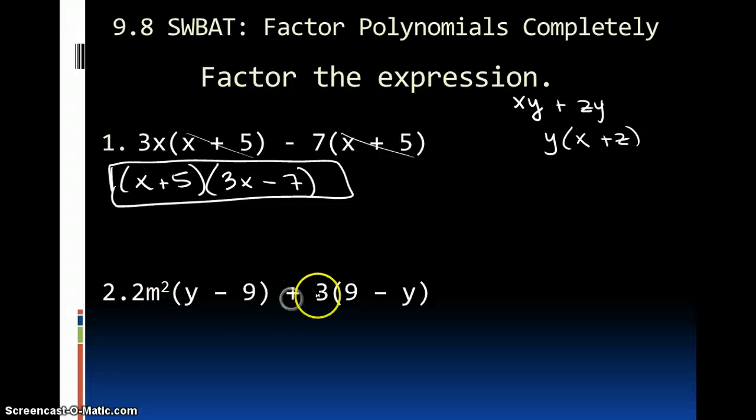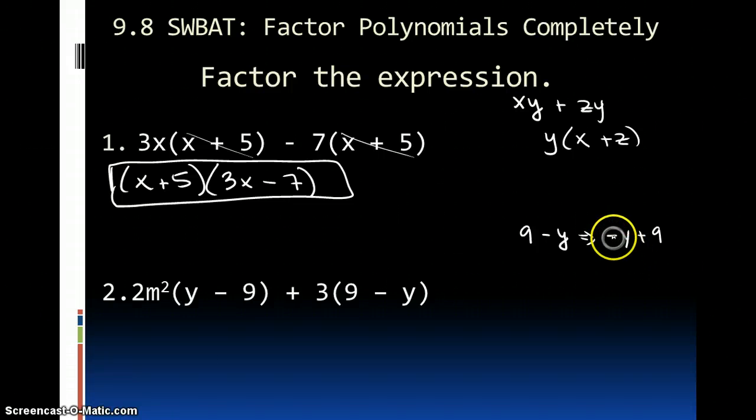Right off the bat, it doesn't really look like they have anything in common. However, it's close. This is y minus 9, and this is 9 minus y. Let's look at this 9 minus y for a moment. First thing I want to do is write it in standard form, which is negative y plus 9. I'm getting closer because I have y minus 9 and negative y plus 9. The only difference between them is the signs.